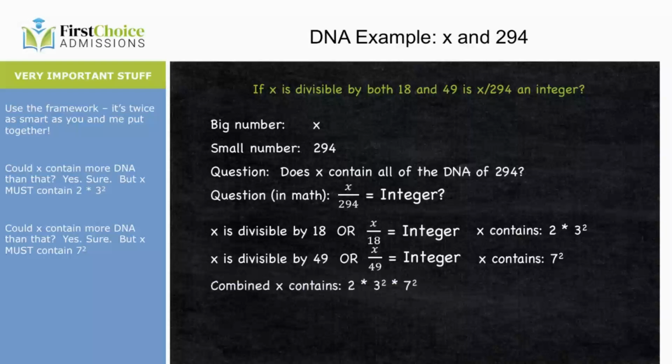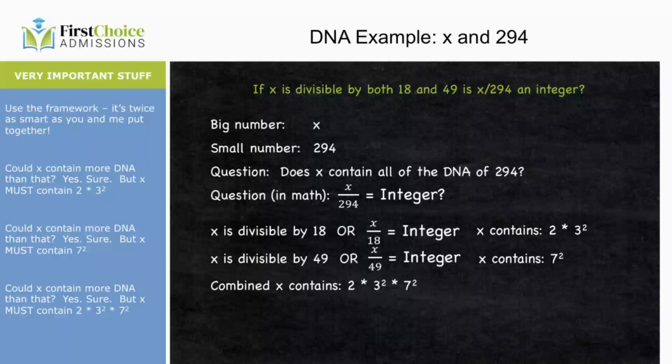And if we combine that information, we know for sure that X, at a minimum, must contain 1 2, a couple of 3s, and a couple of 7s. And once again, to drive the point home, could X contain a lot more DNA than that? Yeah, you bet it could. But it must contain the 2 3s, and the 2 7s.